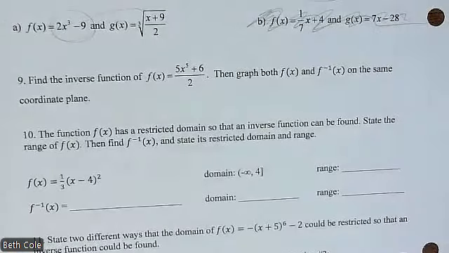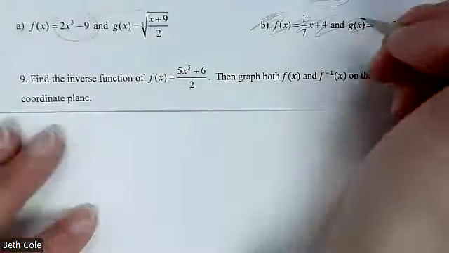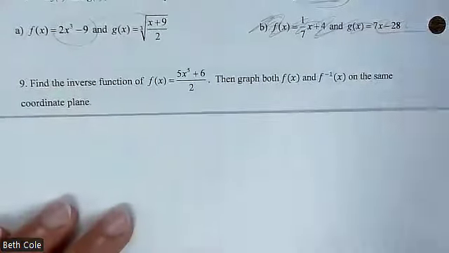All right. Number 9, find the inverse, and then you're going to graph both of them. I do need scratch paper for this. And on the test, you'll have a grid. How do you find an inverse? Switch X and Y. Hey, I need for you to stop talking over me. We're going to switch X and Y.